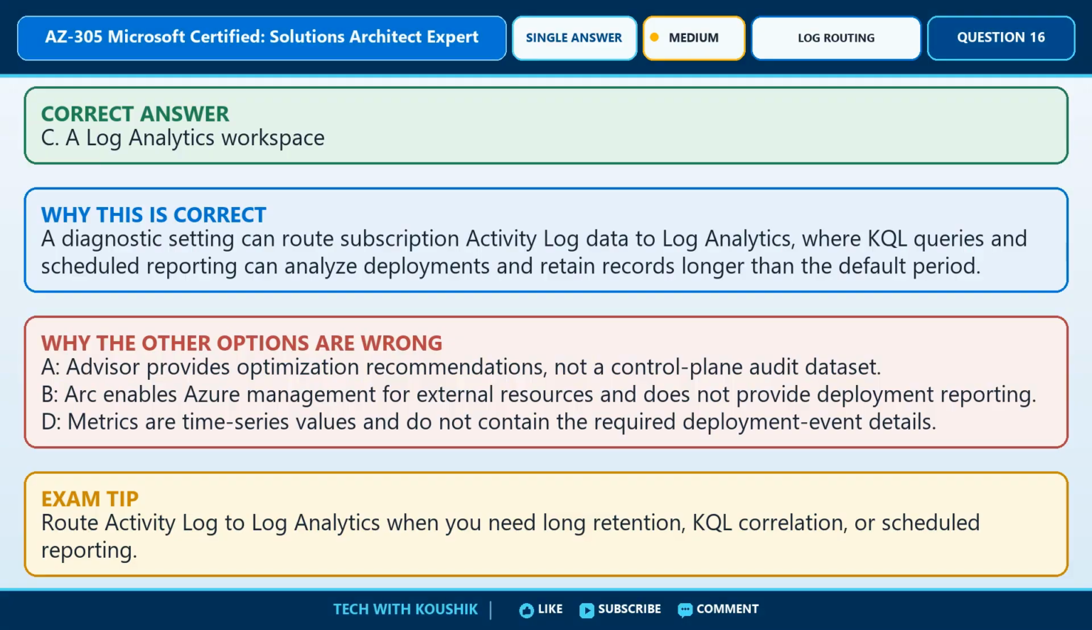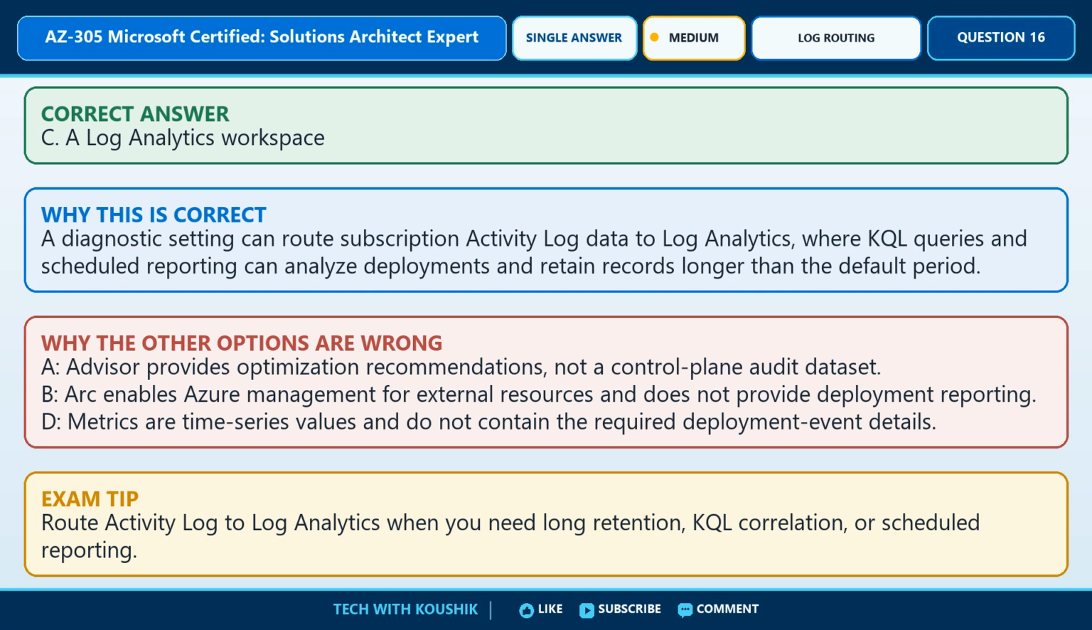In this case, select option C, a Log Analytics workspace. The reasoning is as follows. A diagnostic setting can route subscription activity log data to Log Analytics, where KQL queries and scheduled reporting can analyze deployments and retain records longer than the default period.